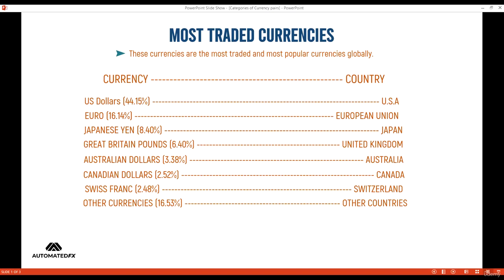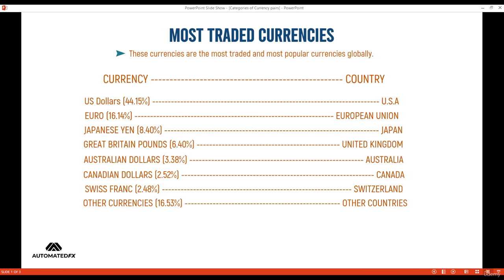In the previous lecture, we spoke about currency pairs. We learned about what currency pairs are. Now, in this lecture, we're going to be looking at the categories of currency pairs, how they are categorized. In Forex, we have a way we categorize the currency pairs, and that's what we're going to be learning in this video.